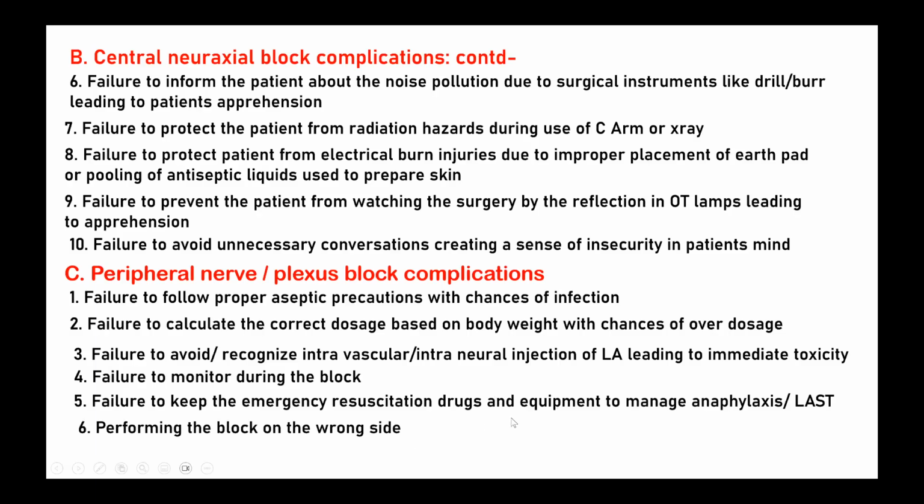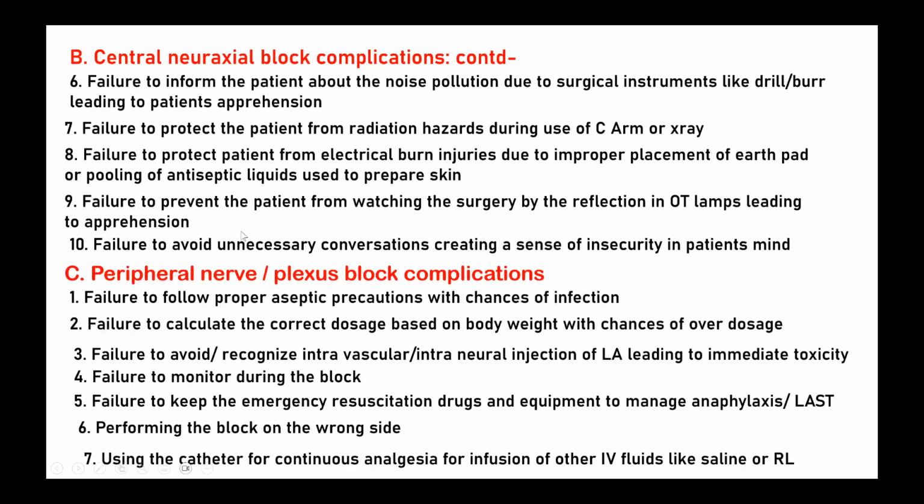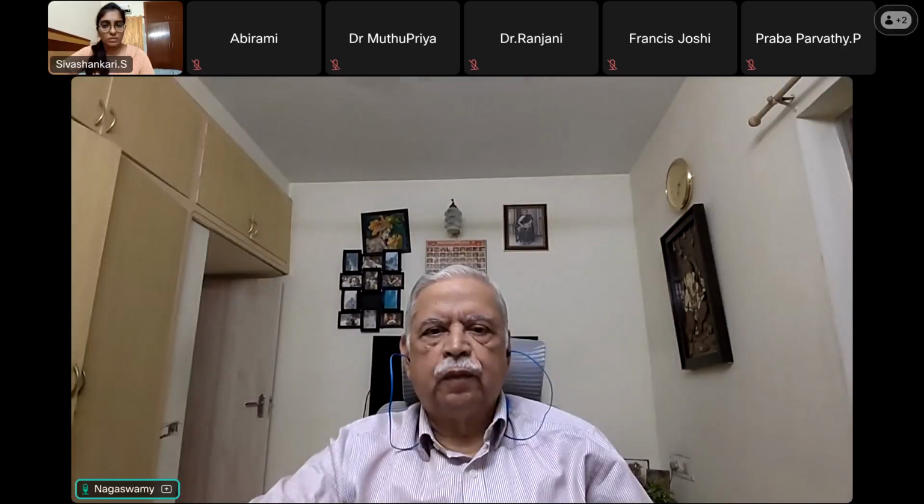And performing block on the wrong side, or using a catheter for continuous analgesia which may be used for infusion of IV fluids rather than the local anesthetic. So this mistake commonly happens, especially when you give a continuous peripheral plexus block like brachial plexus in the neck, and that may be thought of as a central line, and people have connected IV fluids instead of using it for continuous infusion of local anesthetic agents. And so these are the iatrogenic complications which I thought would be useful.